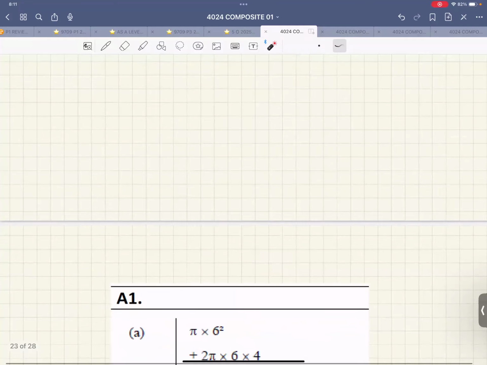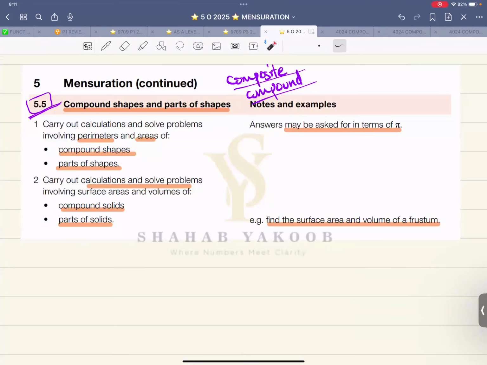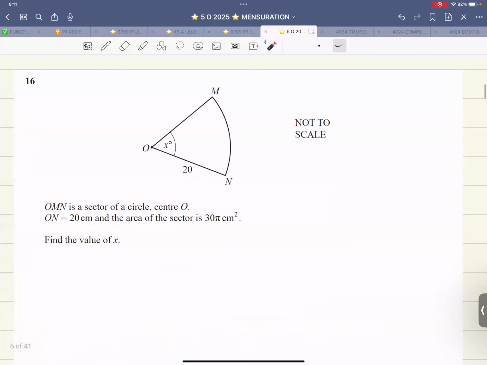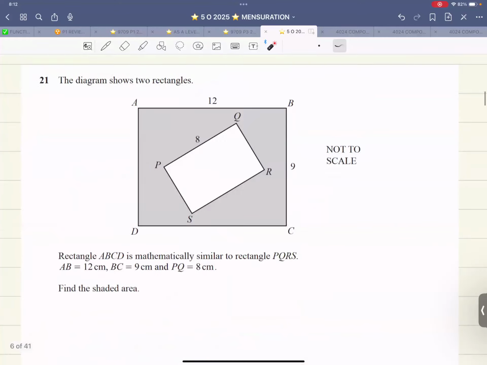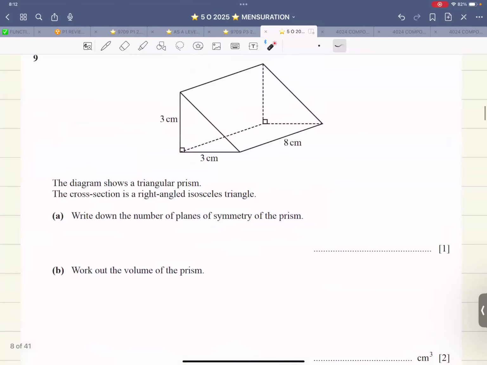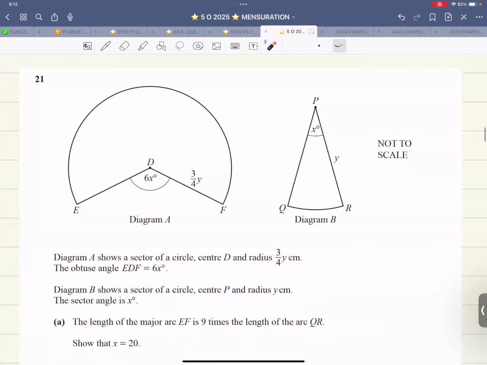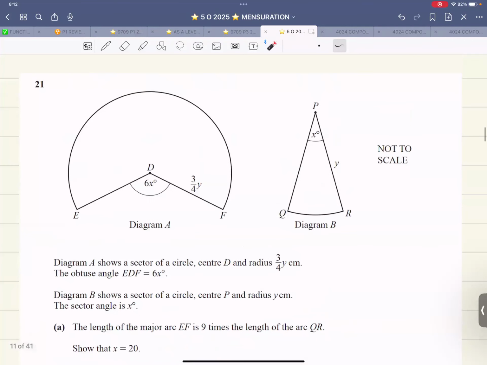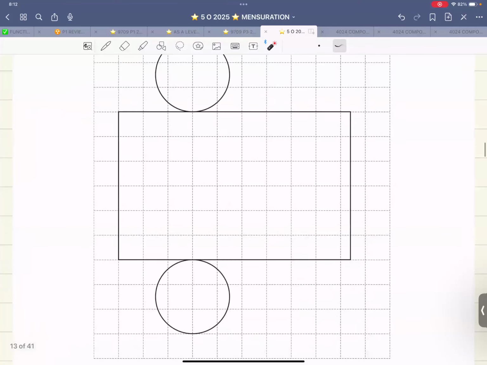Okay, so now let me remove this composite thing. Let me now go to this thing. And these are recent past paper questions. Let me choose something which is different. This is different, but I think I'll save it for the workshop.